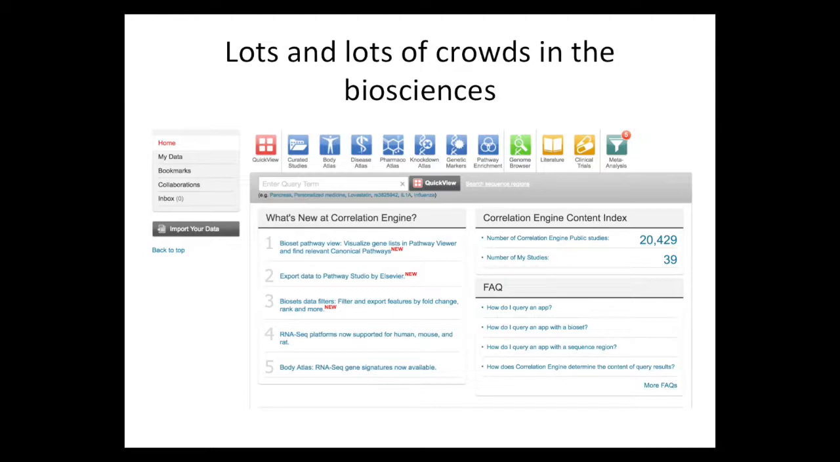Because there are lots and lots of crowds in bioscience. So what I'm going to show you is the correlation engine. And this is where we kind of gain those crowds. If you look here, they have already done the hard work for you, which makes things nice. I don't have to program anything. I don't have to go to GEO and pull up all these data sets that are a pain in the butt. They have been curated here already.